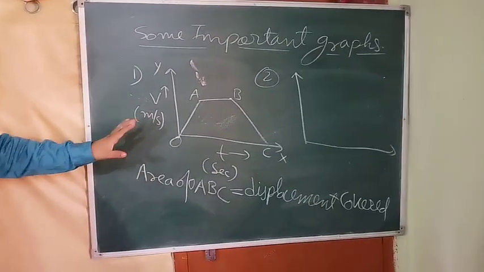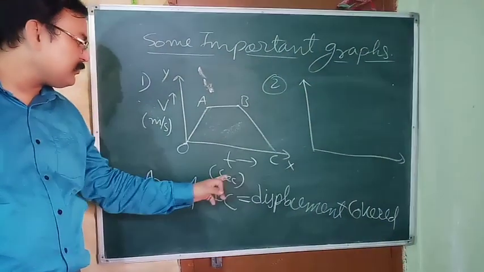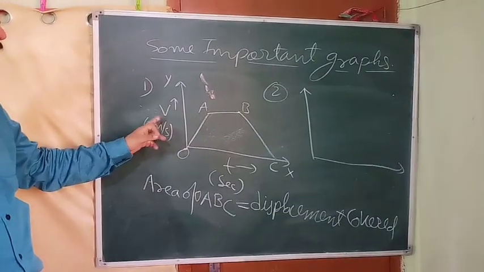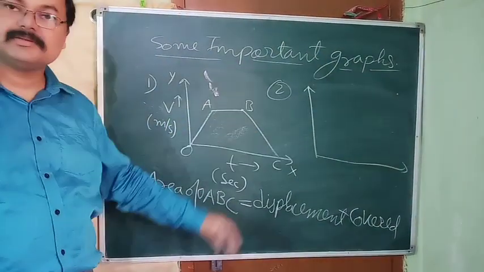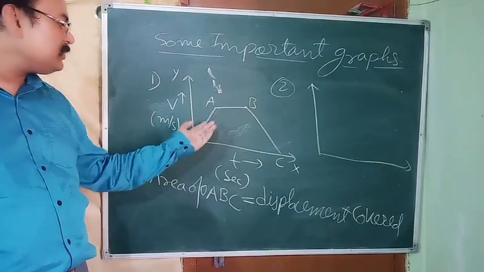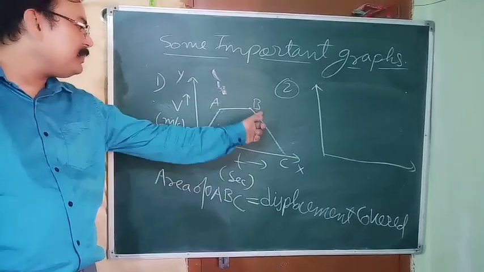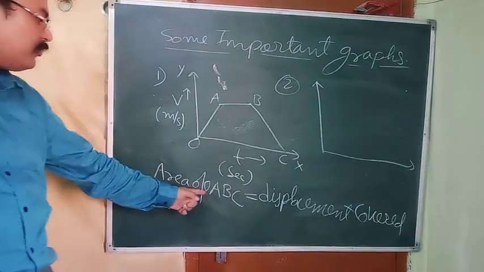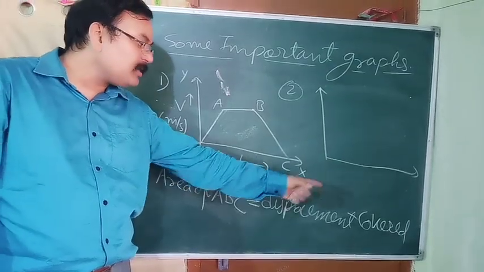See another important graph. Suppose along the x-axis you have got time, along the y-axis you have got velocity, and you have got a graph like this. So the question comes, what does this area enclosed by OABC represent? That is the area of OABC, which is equal to the displacement covered by the body.